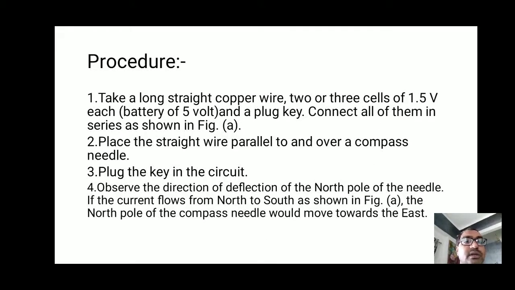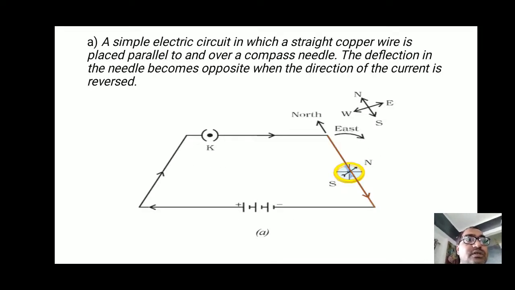Then afterward, the third procedure is to plug the key in the circuit. So you switch on the circuit and observe. The fourth step is to observe the direction of deflection of the north pole of the needle. If the current flows from north to south as given in the figure, the north pole of the compass needle would move towards the east. So that is the observation here, students.